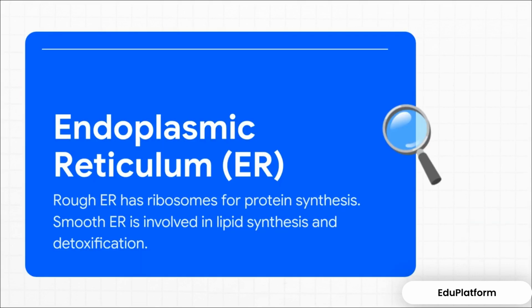So this network, we'll just call it the ER for short, has two pretty different neighborhoods. You've got the rough ER, which looks bumpy because it's covered in these tiny little factories called ribosomes. Their job is to crank out proteins. Then you've got the smooth ER, which does something totally different. It's in charge of making lipids, or fats, and also handles detox, getting rid of nasty stuff.